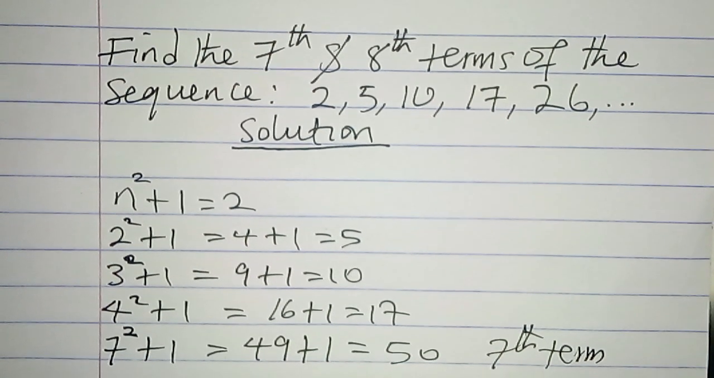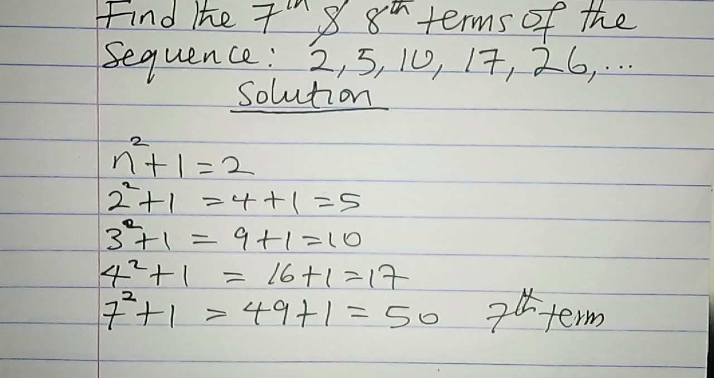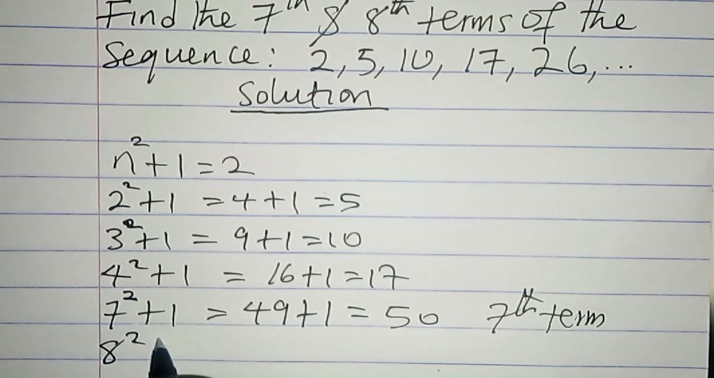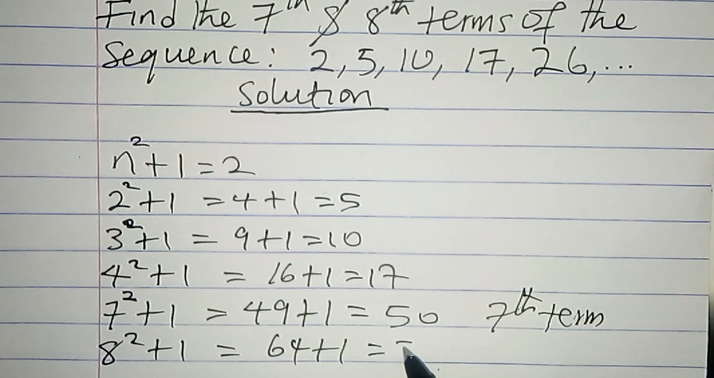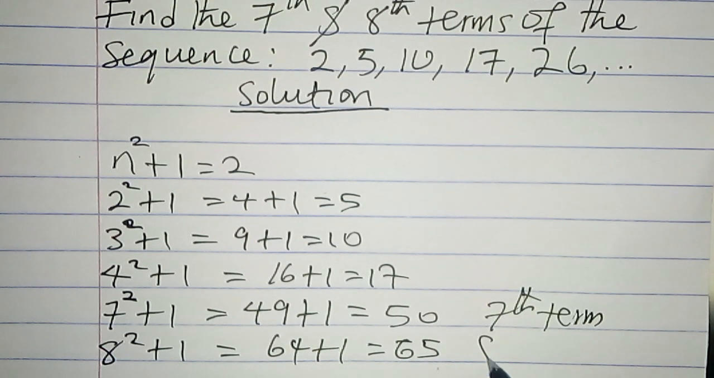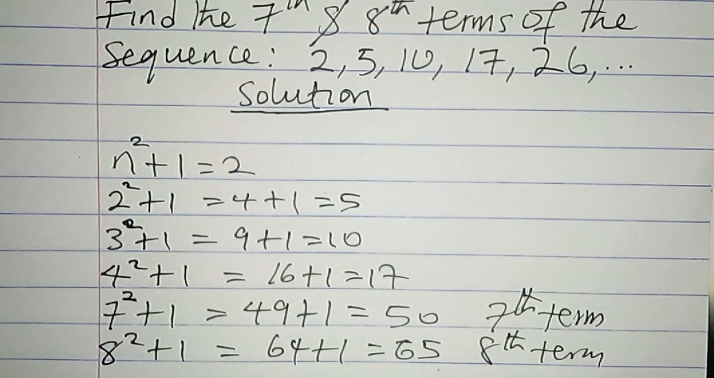Okay, so let us quickly do for our 8th term. Our 8th term, n is equal to 8. 8 squared plus 1. 8 squared is equal to 64, plus 1, which is equal to 65. So our 8th term is 65.